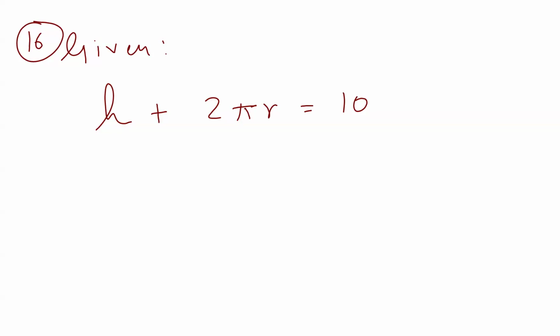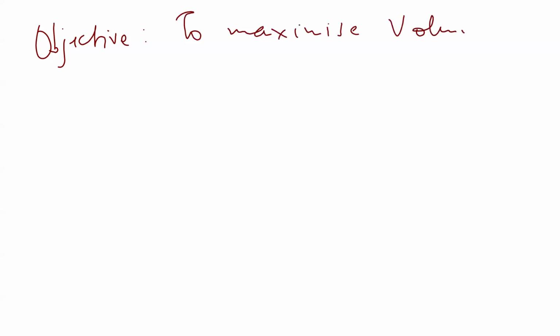Now h in terms of r or r in terms of h, that decision we'll take later on. First, we'll find out what is the objective of the problem. The objective of the problem is to maximize the volume of the cylinder. So I'll write down the objective: to maximize volume of the cylinder. So volume, what is the volume of a right circular cylinder? It's pi r square h.